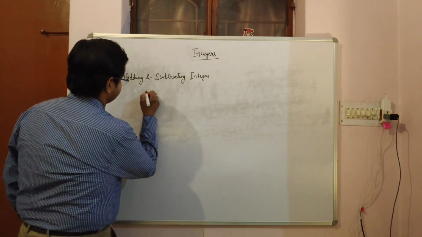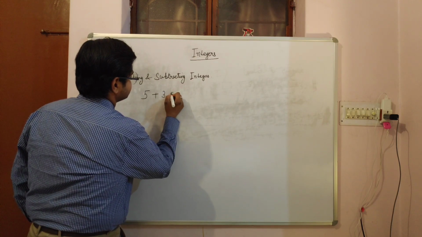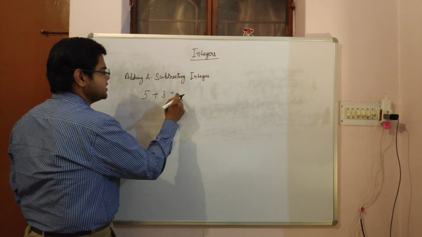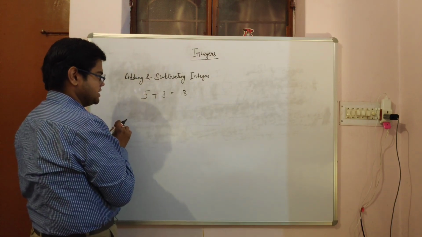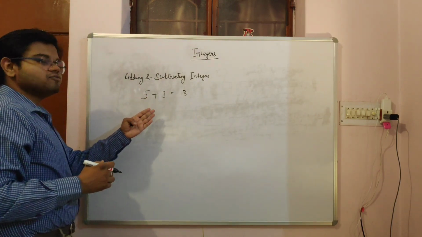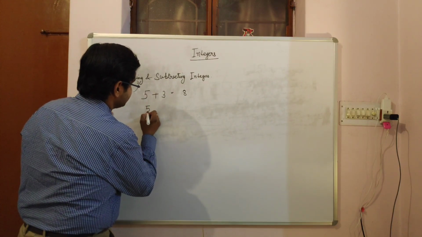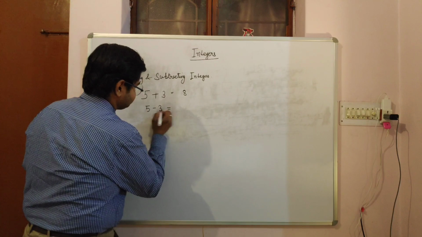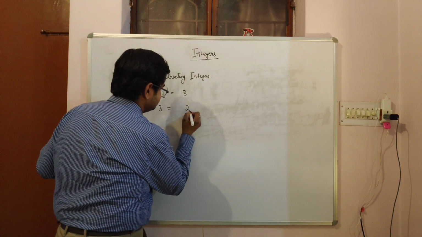Suppose we have 5 and we need to add 3. So what will be 5 plus 3? It will be 8. These are two positive integers. They do not have a negative sign. But it would have been 5 minus 3. So 5 minus 3 is 2.